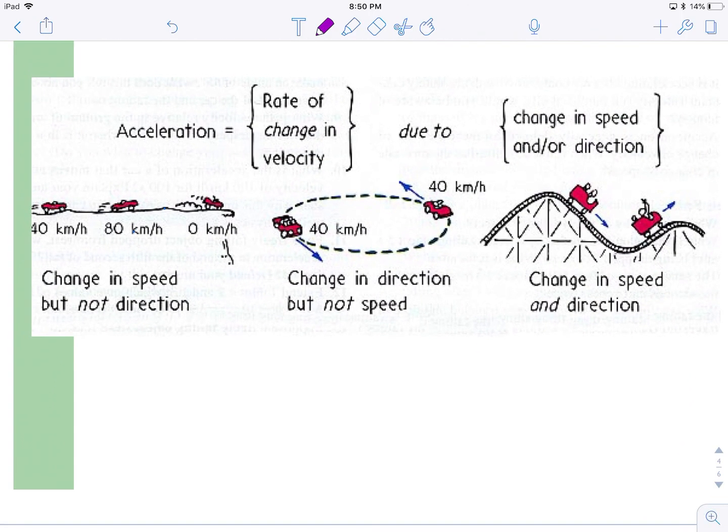Acceleration is a change in speed or direction. So here are a few examples of each. I could be experiencing a change in speed by speeding up or slowing down. I could be moving at a constant velocity, but my direction is changing. I would still be accelerating because my direction is changing, so therefore my velocity is changing. And I could be experiencing both at the same time.